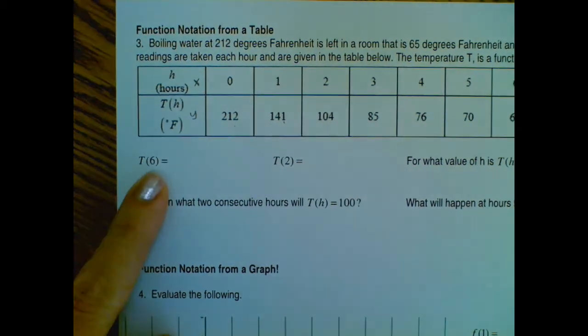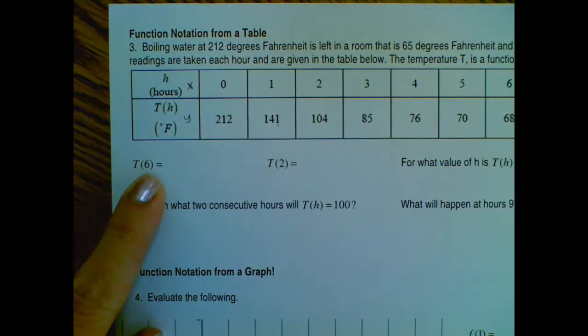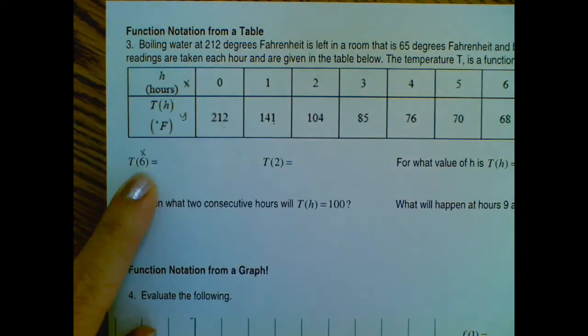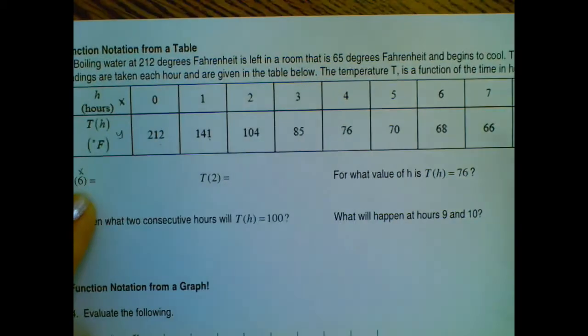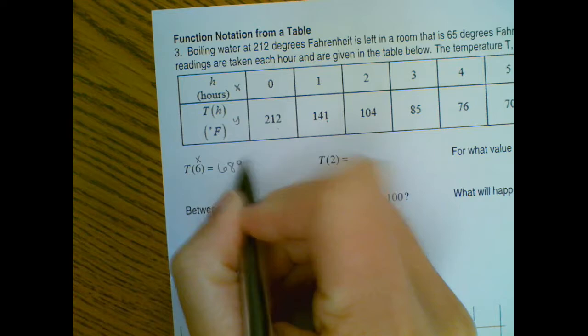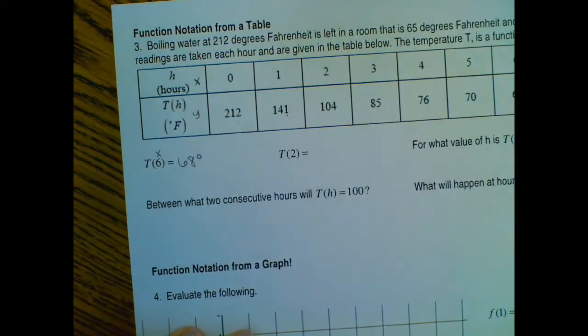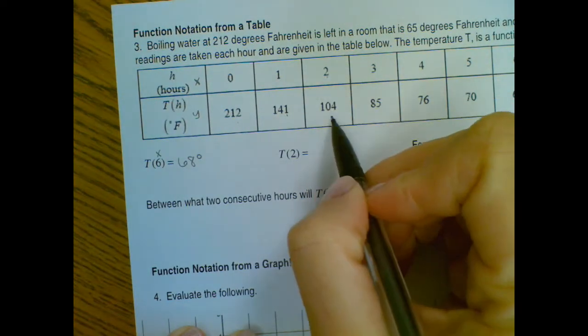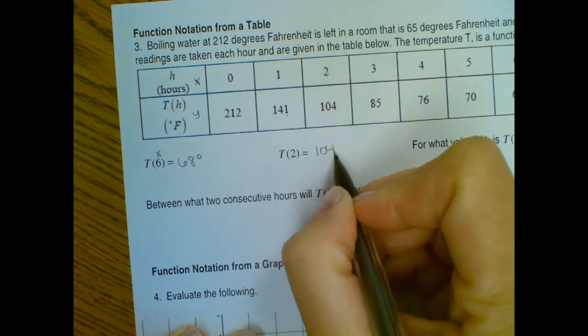So in this case, we want to know what T of 6 is. So we're saying when X, or hours, or H, is 6, what is Y, or the temperature? So here, if we go over to where our H is 6, that reflects a temperature of 68 degrees. If we look at T of 2, at 2 hours, it was 104 degrees.